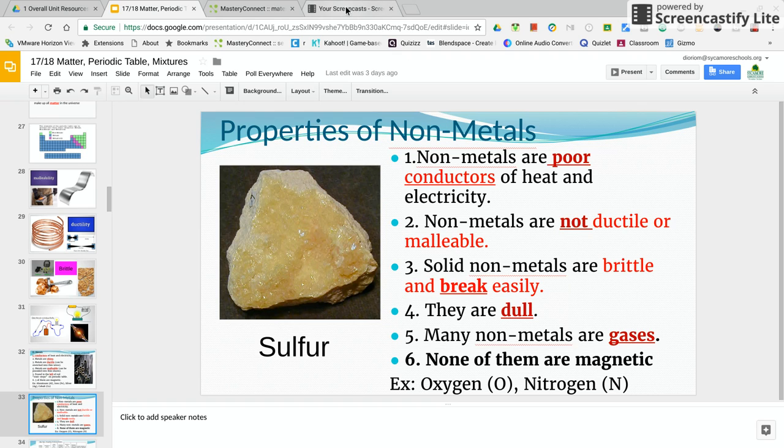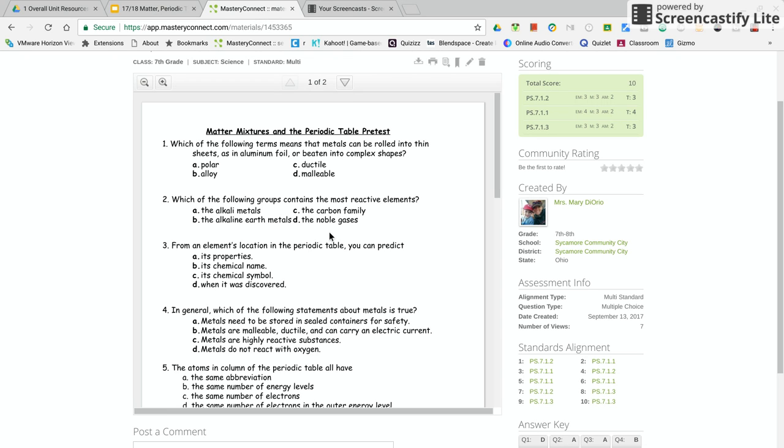If I look at the questions from our pre-assessment, you can see that we had three questions. The first question said, which of the following terms means that metals can be rolled into thin sheets as in aluminum foil or beaten into complex shapes? Because it says it can be put into flat sheets, that allows me to know that it's malleable. So malleable was the correct answer here.